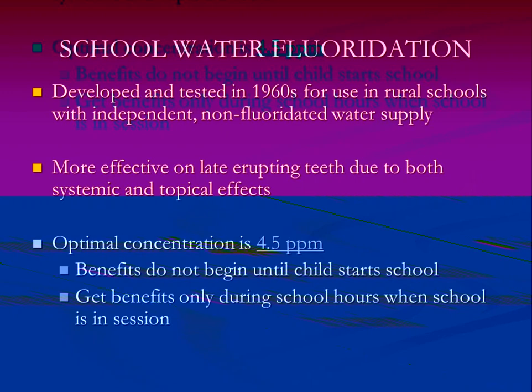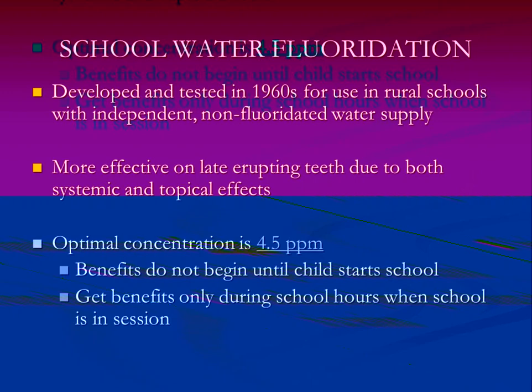Basically they would fluoridate the school water, because the school had that independent water supply, at a greater level than the community water fluoridation level recommendations. That is because kids are not starting school until 5 or 6, and they're not there all the time. They're only there during school hours. So you can increase the parts per million within the school water fluoridation to 4.5, which is the optimal concentration for school water fluoridation because of those two things.